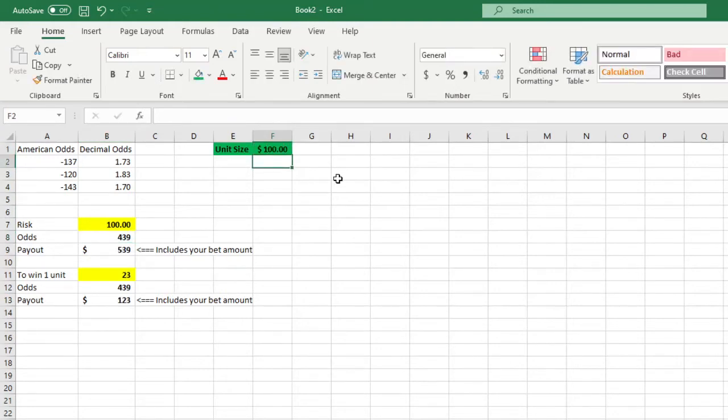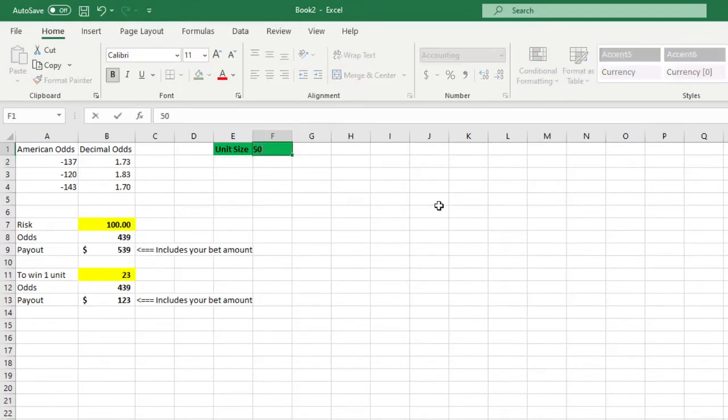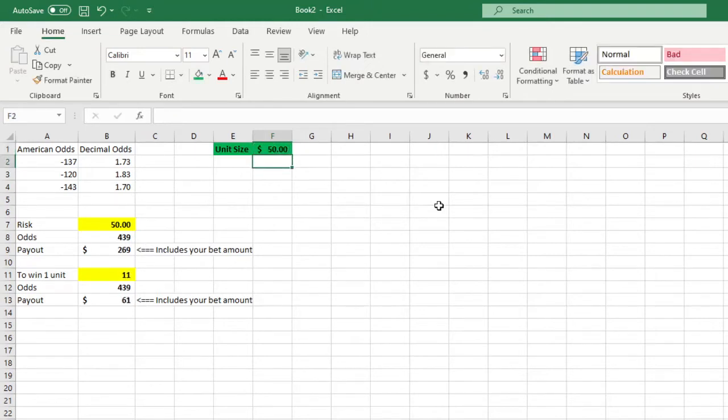It would be a $539 payout because I'm risking 100 to win 439, as the odds say, plus I'm getting my 100 back. So this includes my bet amount. So if I change this to, let's say I'm a $50 bettor, you'll see the payout is now $269. I'm getting half the odds here on $439, which is about $220 plus the $50, so $270 or $269, depending on how we're rounding.